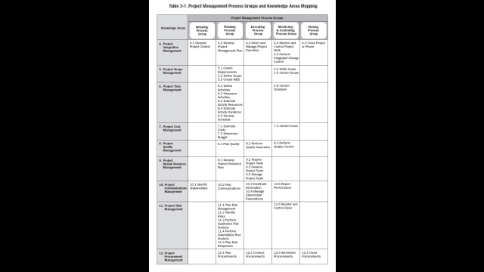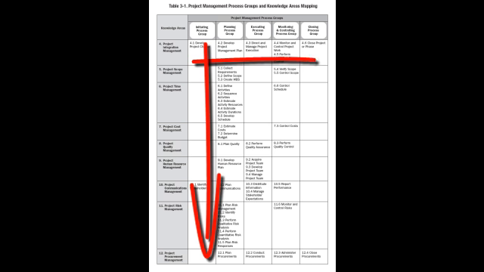It's very difficult to memorize all the inputs and outputs of the 42 processes. That's why every time you read about a process, you want to come back to this table and see which process group that falls under, which knowledge area that is in, and how that particular process relates to other processes, and be able to connect the dots. You need to understand how the processes relate to each other both vertically and horizontally from this table.